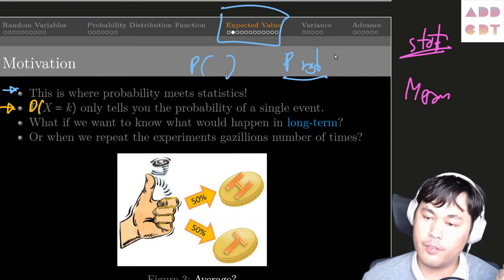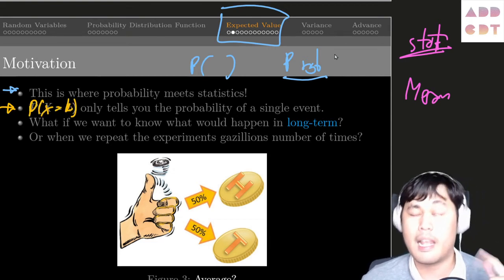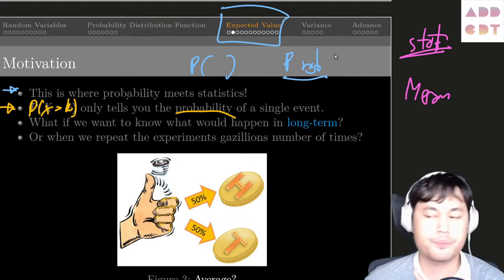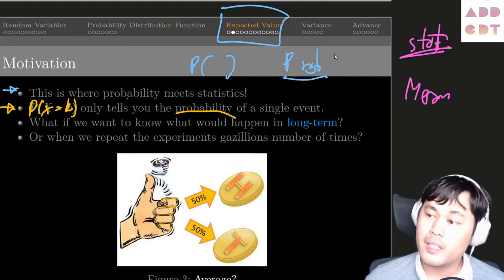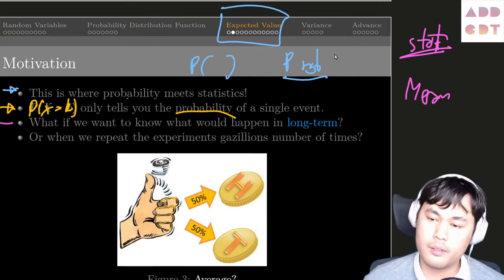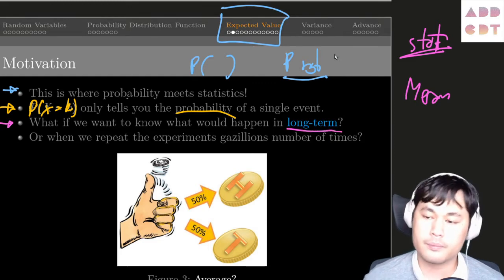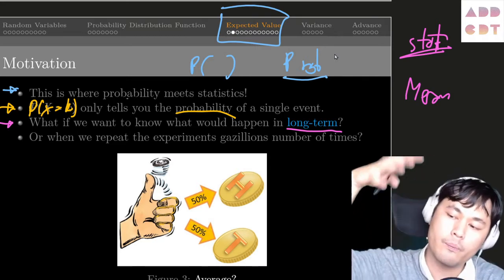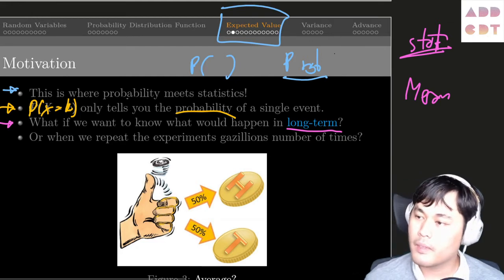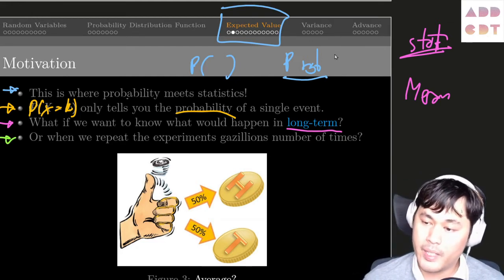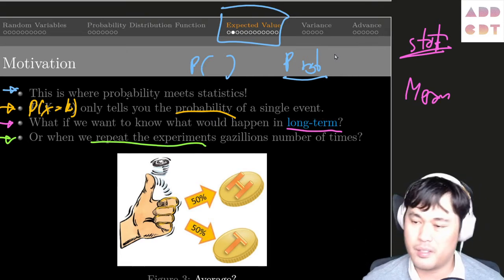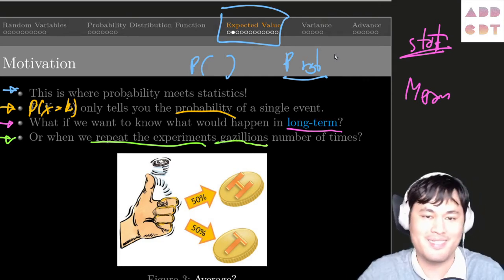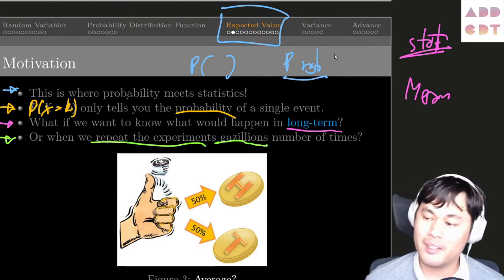The definition that we gave at the beginning of this lecture only tells you the probability of a single event, just one event. You can adjust the number to be anything you want, but it's just one single event. And then what we would want to ask is, what happens in the long term if you take into account all the events altogether, and what can you say about the whole experiment? Or what happens if you repeat the experiment again and again, gazillions of times? What would be the average?